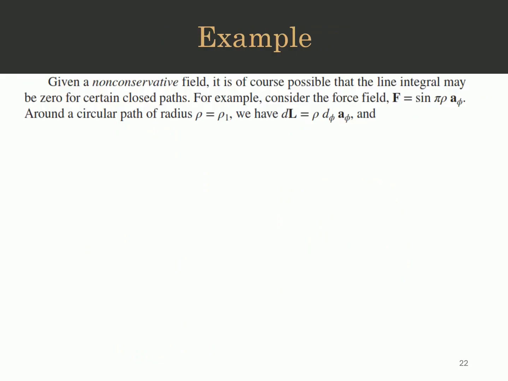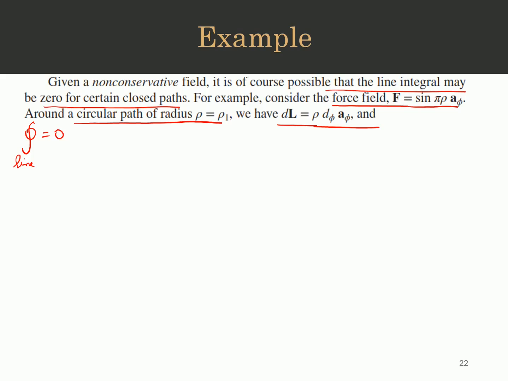Let us look at an example to understand this further. Let us say we have a certain closed path, and we know that the line integral for that path is equal to 0. So this is a closed path, and we want to find what is going to happen to this force field represented by F if it is moving along a circular path of radius ρ1, and the small distance covered as per the circular or cylindrical path is ρ dφ aφ. So how can we find the conservative nature of this field?